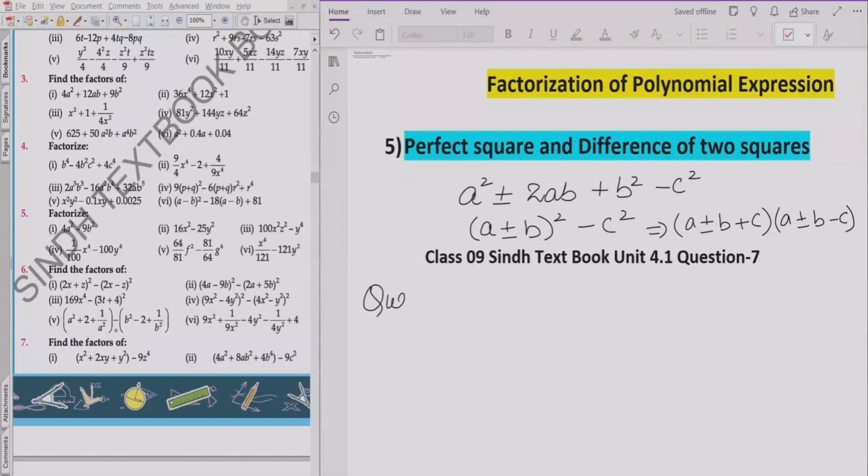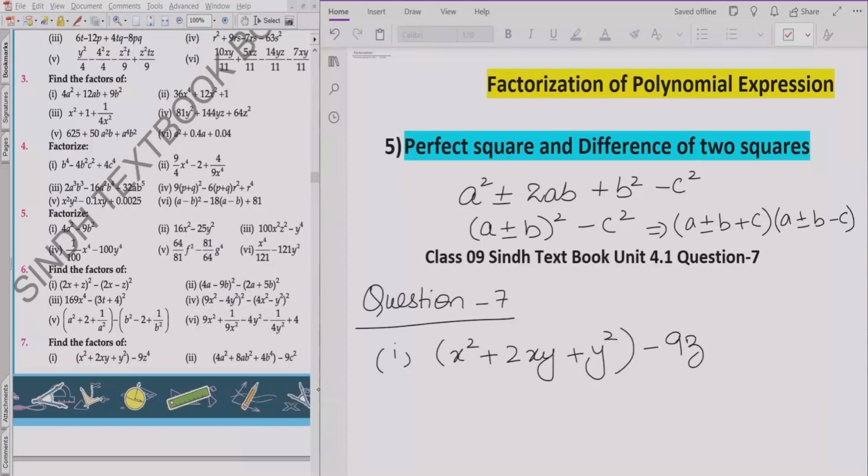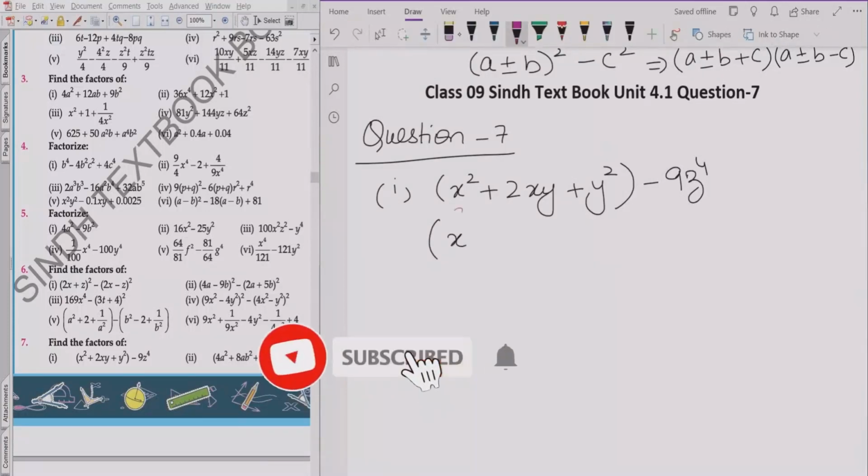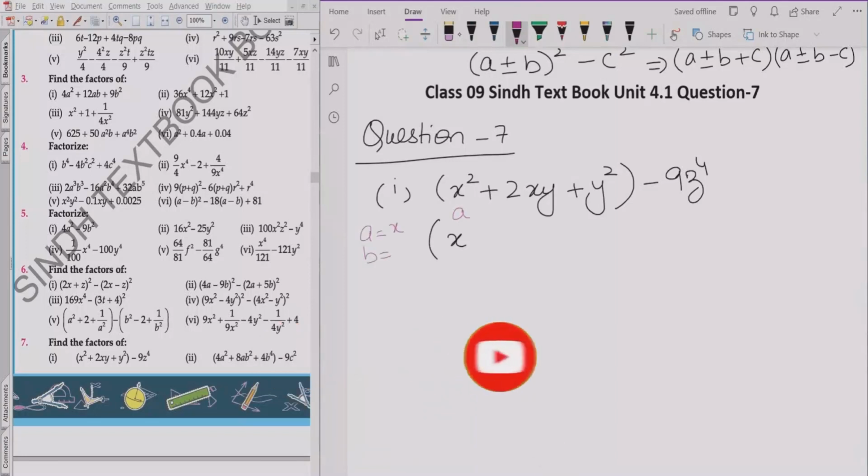In question number 7, we have part 1. Part 1 is x squared plus 2xy plus y squared minus 9z to the power 4, right? So now first we will make this one a perfect square. What we will do here is make a equal to x and b equal to y.